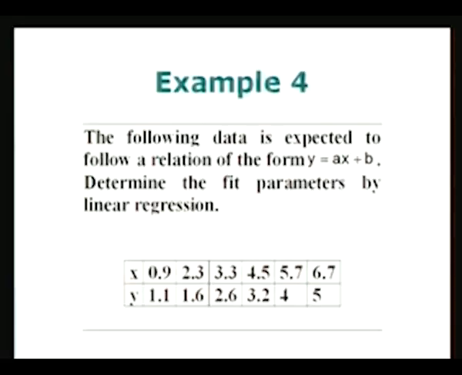I am taking a very simple data set which is expected to show a behavior of the form y equal to ax plus b, and I want to determine the fit parameters by linear regression, the procedure which we have just given. The x and y values are given in tabular form. The first row gives the x values 0.9, 2.3, 3.3, 4.5, 5.7 and 6.7, and the y values in the second row are 1.1, 1.6, 2.6, 3.2, 4 and 5. We can immediately see that x is increasing, y is also increasing. Therefore, we expect the covariance to be positive. That means the slope is going to be positive. In y equal to ax plus b, a is a positive quantity.